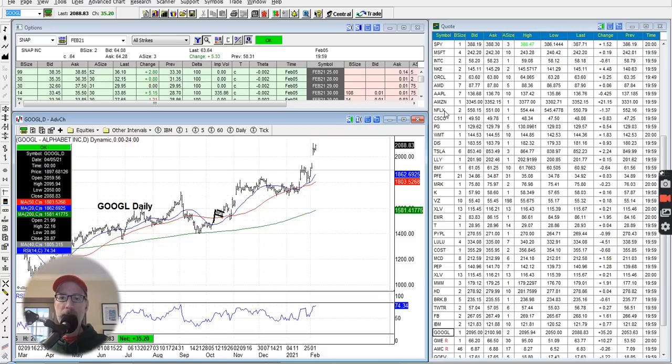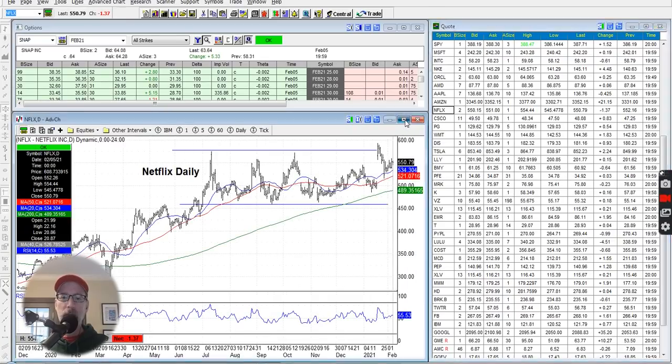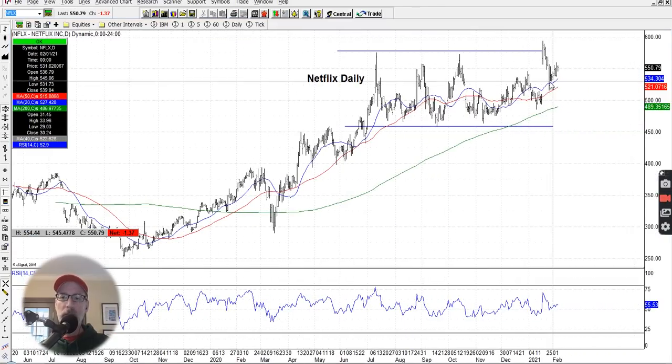What else we got? Netflix doing pretty good. I like Netflix. Netflix is hugging along this 20-day moving average, popped up on its earnings, came back down. So this could be the support area for a timing entry. If you're looking to get long, Netflix is all about trying to find where to get in. If you want to get in, how do you time it?